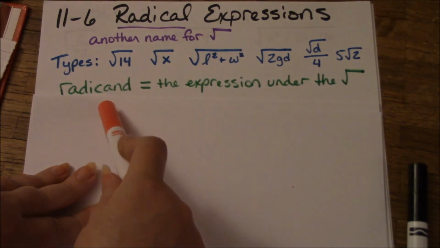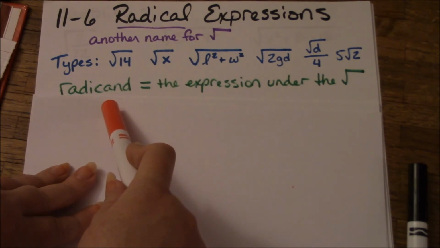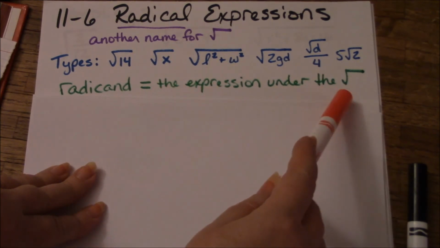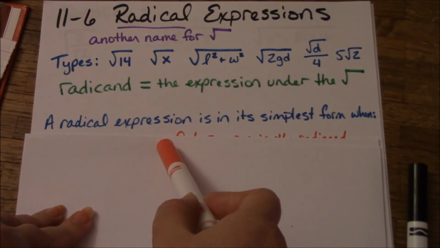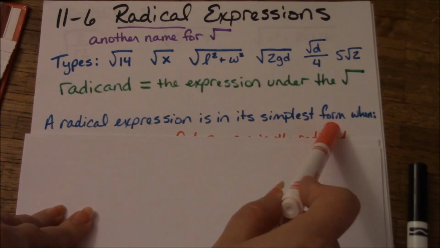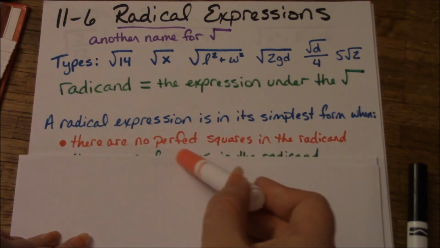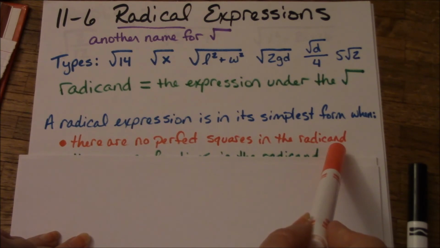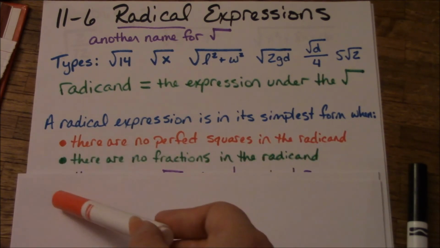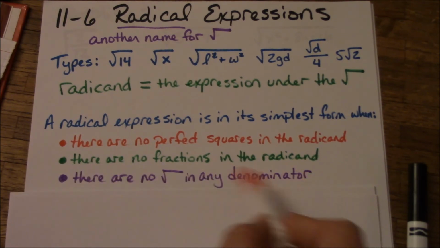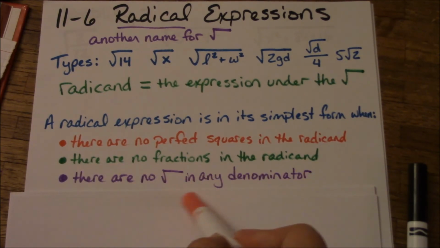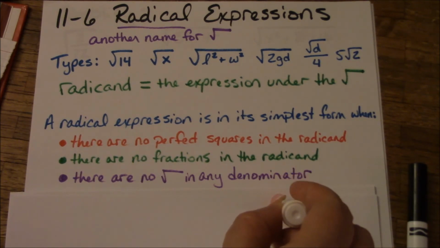Our new vocabulary word today is a radicand, which I have never heard anyone ever use. It is the expression underneath the square root sign. A radical expression is in its simplest form when there are no perfect squares in the radicand, there are no fractions in the radicand, and there are no square root signs in any denominator.